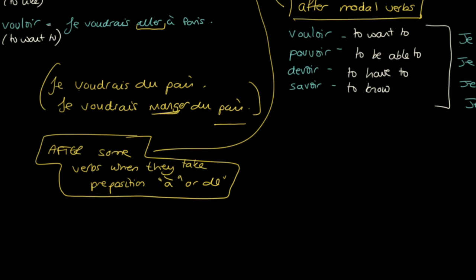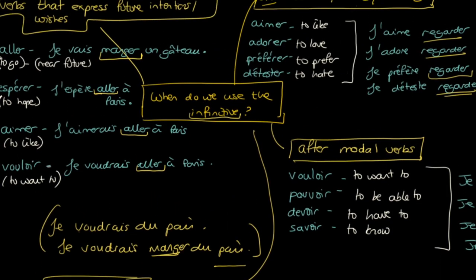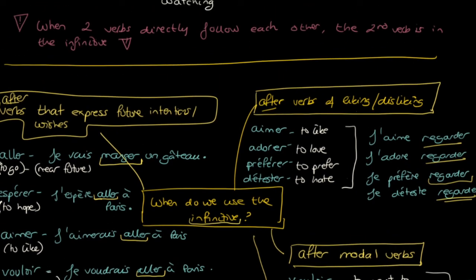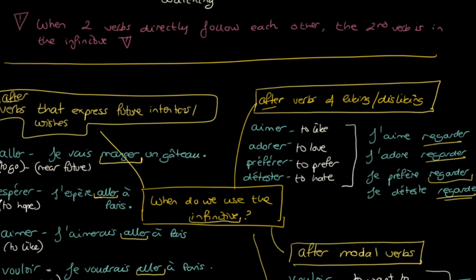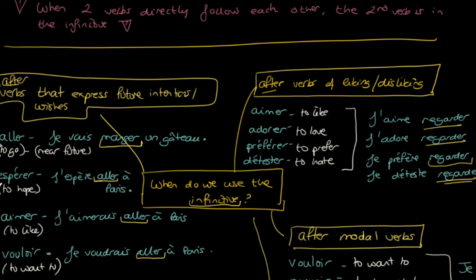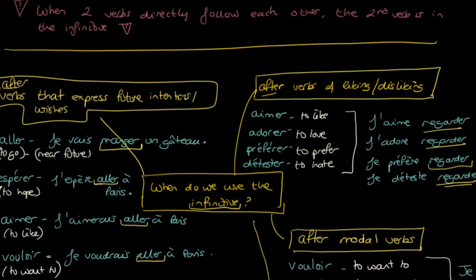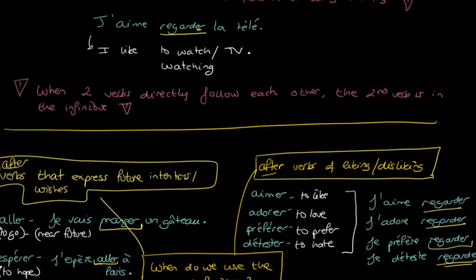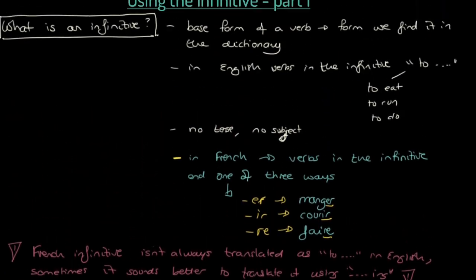Okay, the key things to get from this tutorial are using the infinitive after verbs of liking and disliking, after modal verbs, but again I did say I'm going to do that in more detail later, and after verbs that express future intentions and wishes. Okay, well, that's it.